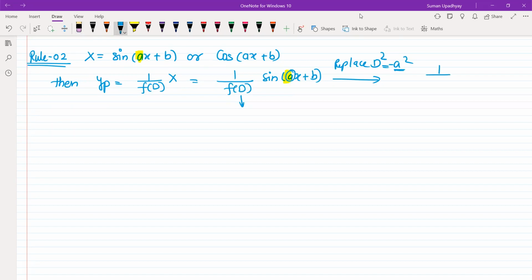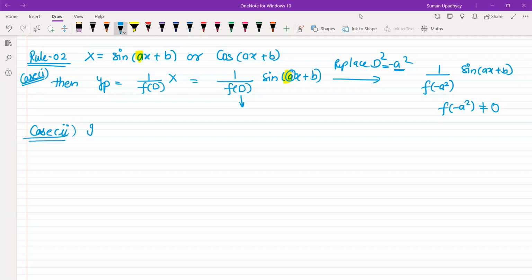So what you will get? You will get 1 upon f of minus a square. Is this clear? Because we have replaced D square with minus a square, and the rest remains as it is. But obviously, provided that after putting this a square, it should not be 0. What if it is 0? This is your case 1. What if it is 0?